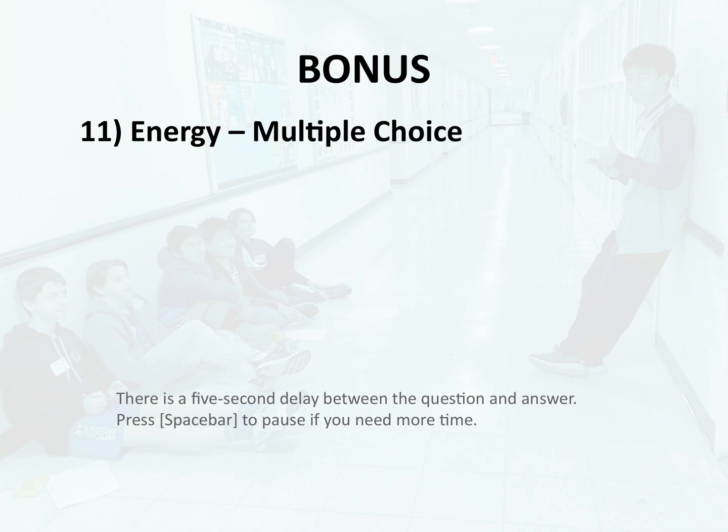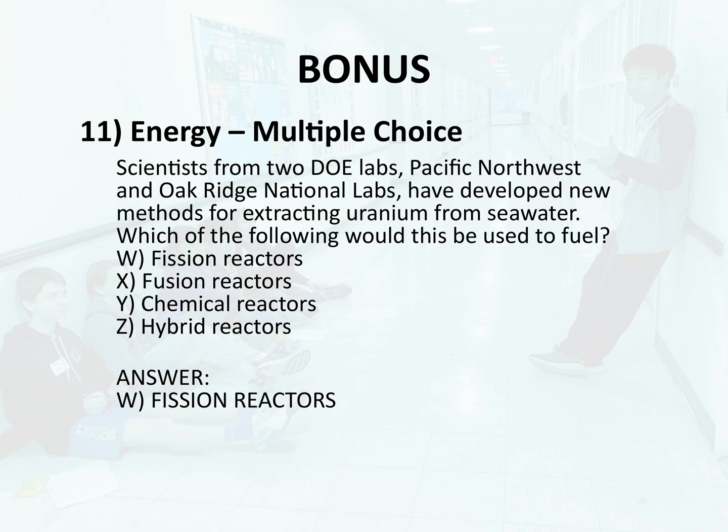Bonus 11. Energy, multiple choice. Scientists from two DOE labs, Pacific Northwest and Oak Ridge National Labs, have developed new methods for extracting uranium from seawater. Which of the following would this be used to fuel? W. Fission reactors. X. Fusion reactors. Y. Chemical reactors. Z. Hybrid reactors. Answer: W. Fission reactors.